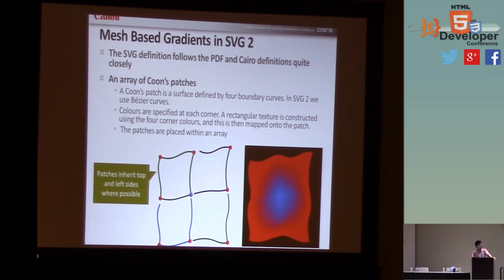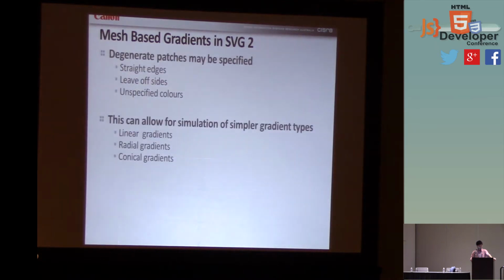Edges are shared between patches in the array. In the example here, I've got a 2x2 patch. The top left patch is defined by 4 curves, while the others are defined by either 3 or 2, depending on their location. The Coons patch format in SVG gives you a lot of flexibility in defining your mesh structure. Degenerate patches can be specified, that is with straight edges or zero length edges. That means you can generate a triangle mesh if you want, and it also makes it easy to simulate some of the simple gradient types.